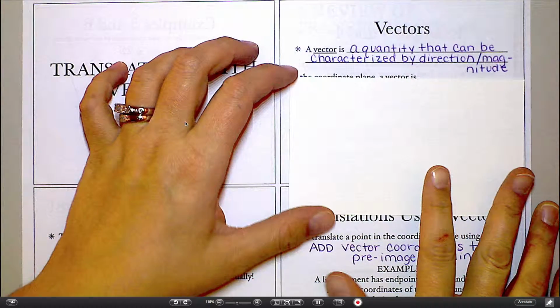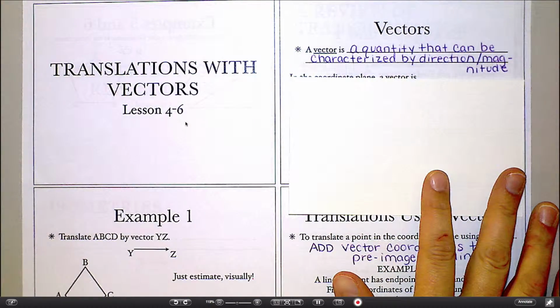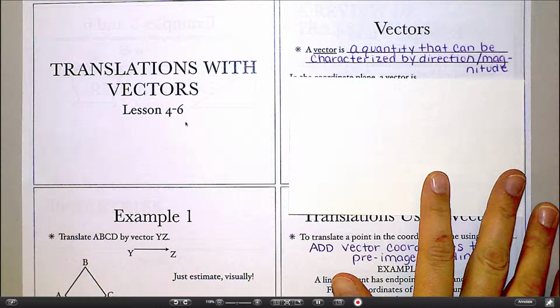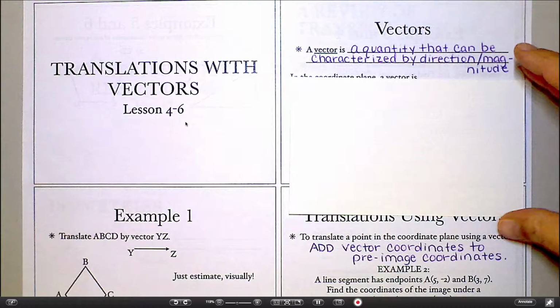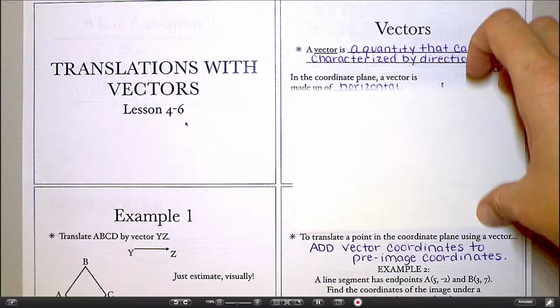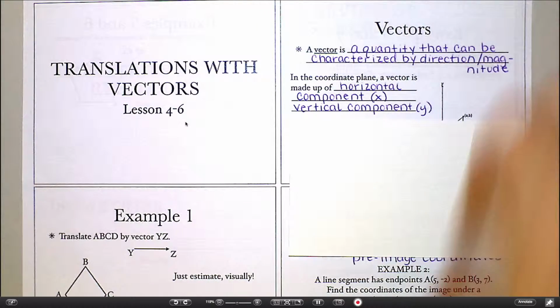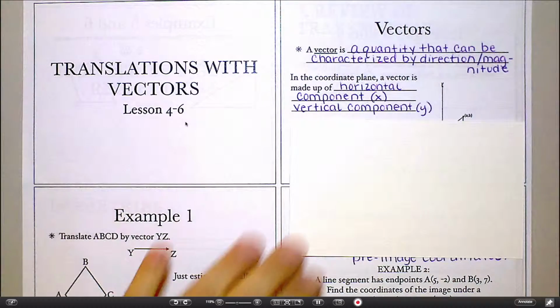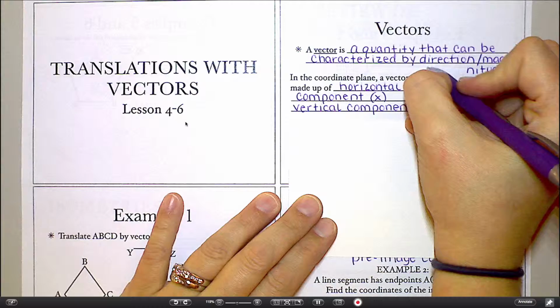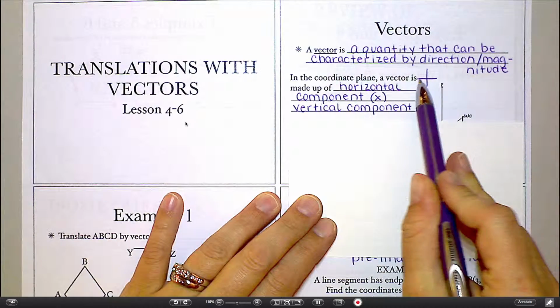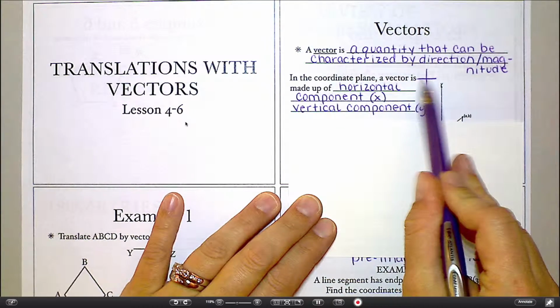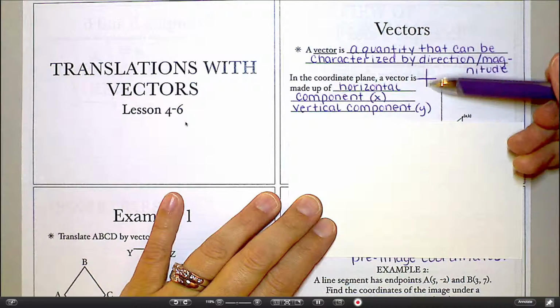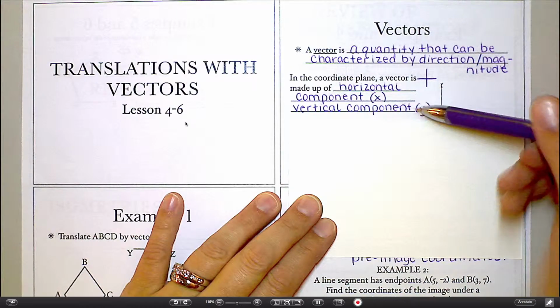And so we use these vectors in the coordinate plane, and we treat them like coordinates in the coordinate plane. So a vector technically has what's called a horizontal component and a vertical component, and I'll give you just a second to make sure you have those things written down. But if you think about an XY plane, the x-axis is what controls your horizontal movement and the y-axis is what controls your vertical movement. So that's where these come from.